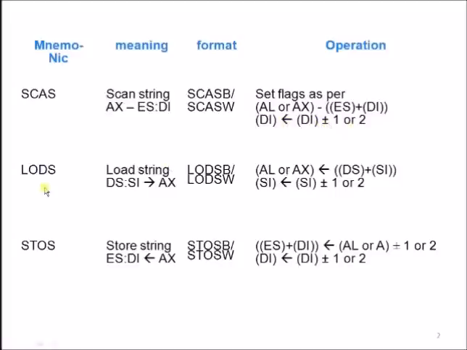And we have LODS, which loads the data from the source into the register. The source is the location pointed to by DS and SI. The data will be loaded into AX or AL, and SI gets incremented or decremented by 1 or 2. STOS is store string. The content of AL or AX is copied into the destination, which is ES plus DI. Again it is similar: plus or minus 1 or 2 is added to DI.